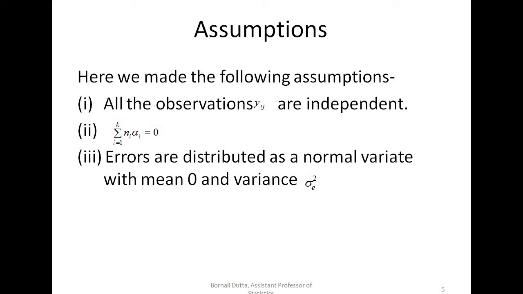Also, the least square estimates of mu and alpha i are obtained by minimizing the sum of squares of errors. How will we get the least square estimates of mu and alpha i? We have to estimate them by minimizing the sum of squares.